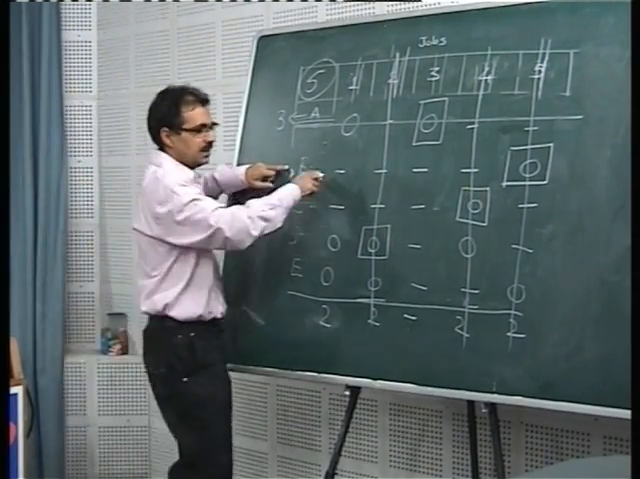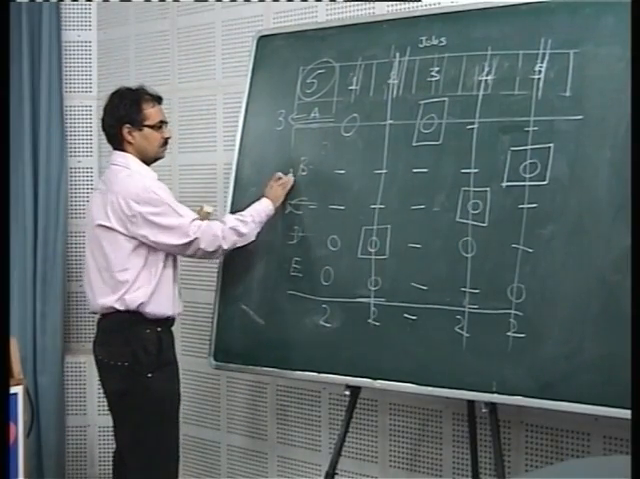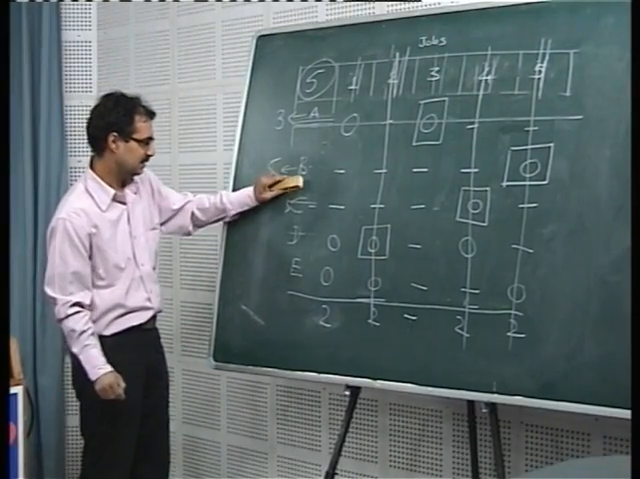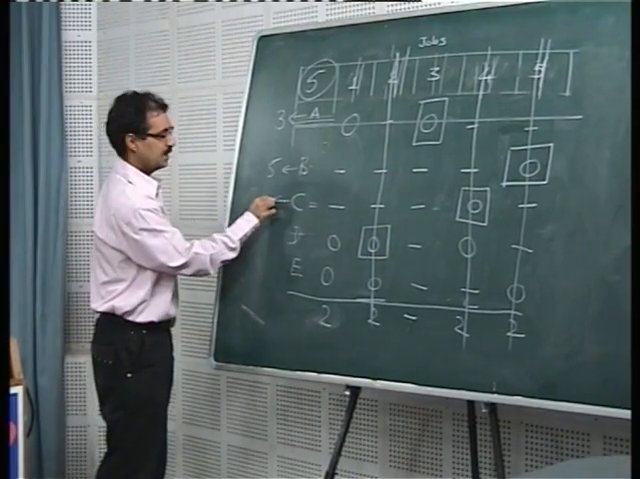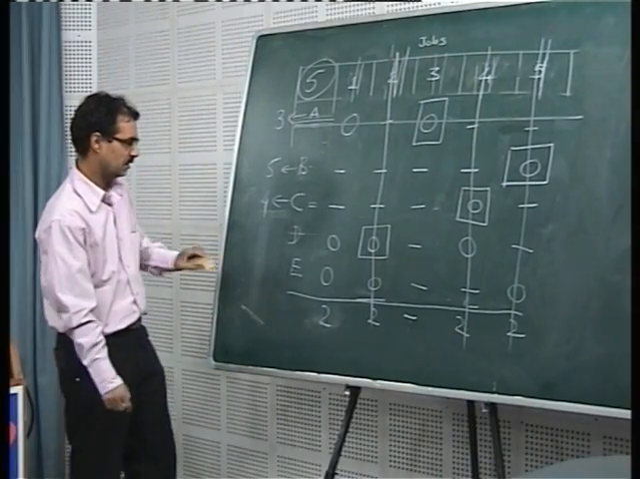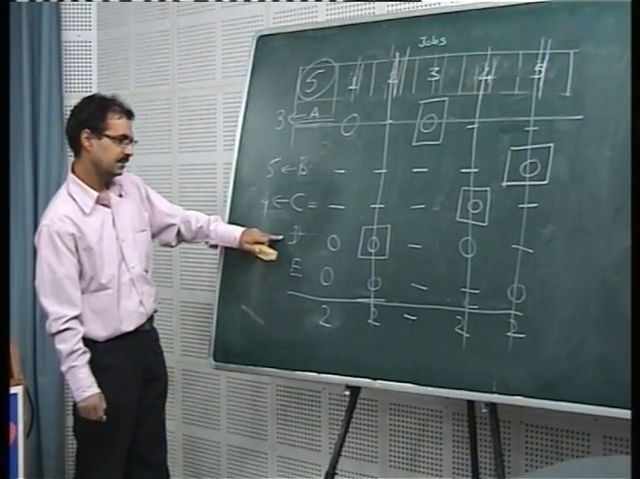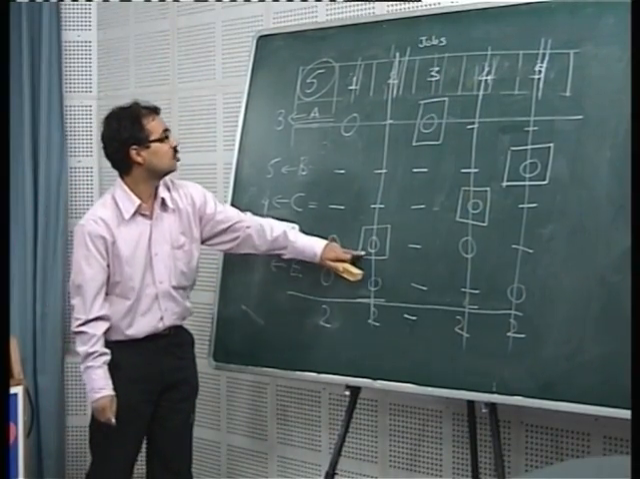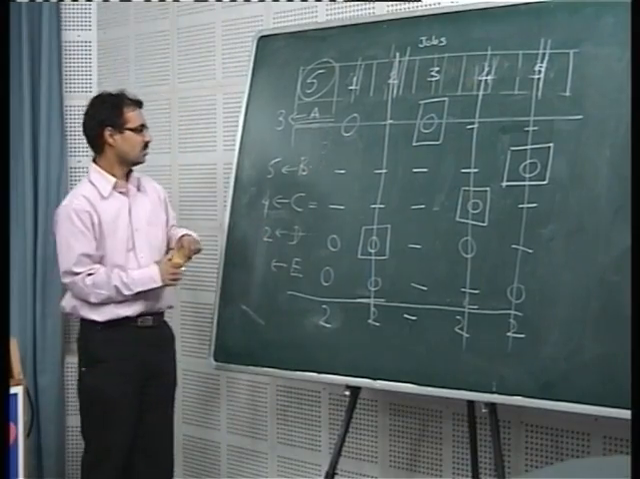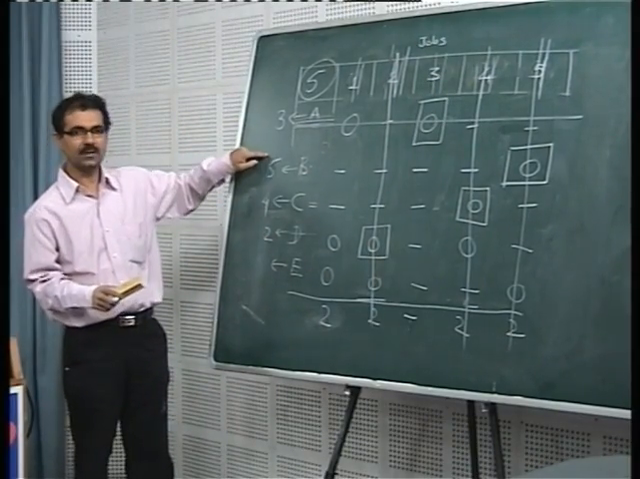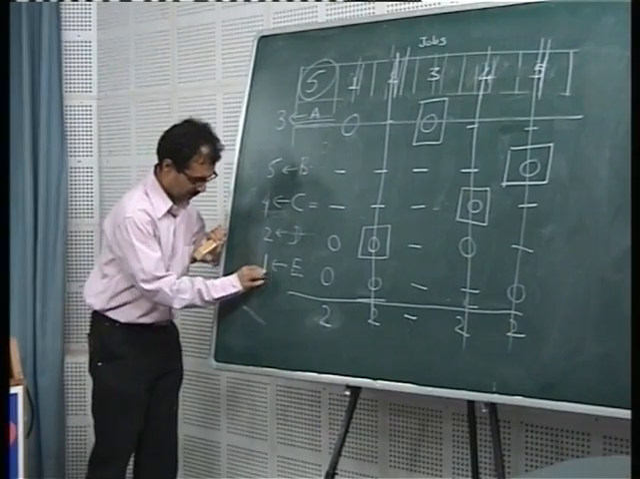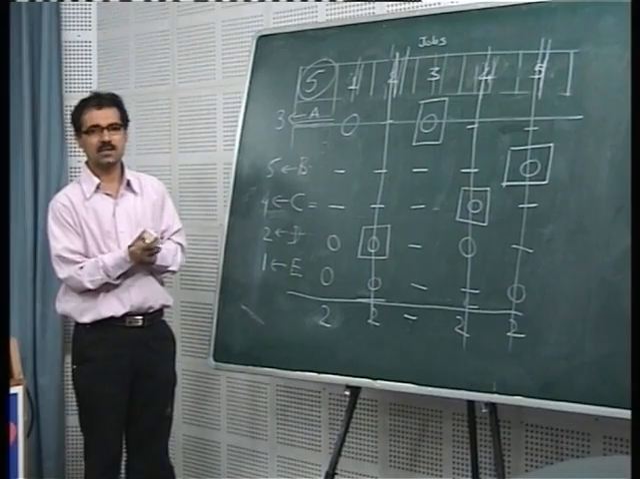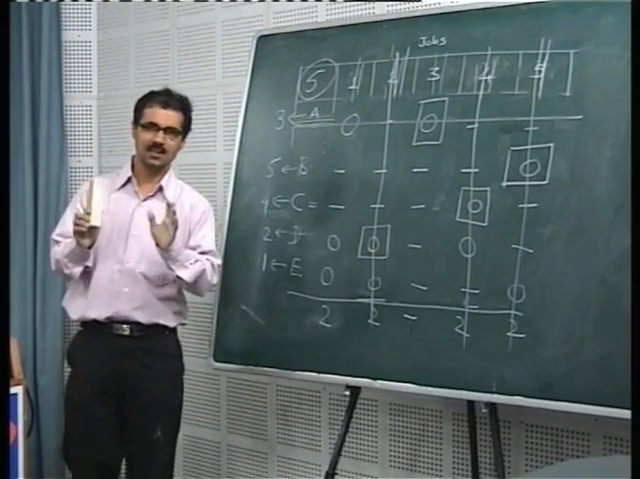What about B? It goes at the end, so B has to go for the fifth job. What about C? C has to go for the fourth job. D is given the second job. So jobs number 2, 3, 4, 5 are gone, and the only one left is job number 1. So there were 5 people and 5 jobs, and we could see that all 5 people are assigned 5 jobs.